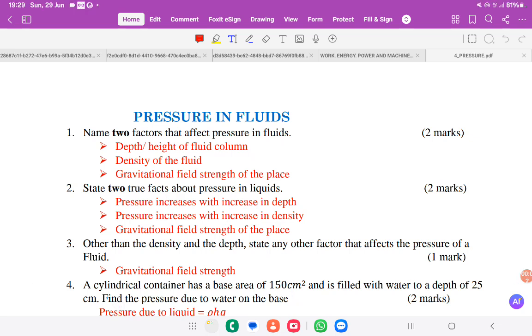Good evening, learners. We continue with revising the topic called pressure. Now we are looking at pressure in liquids.